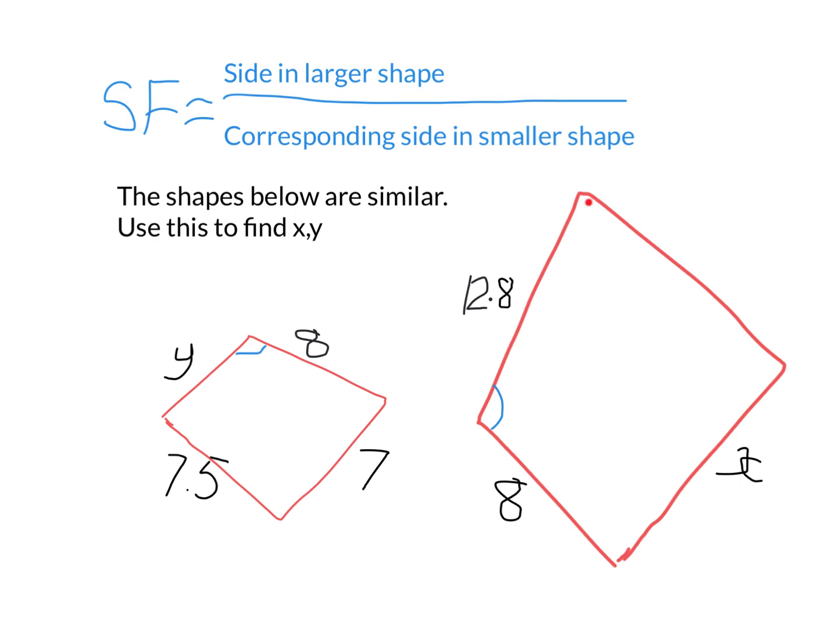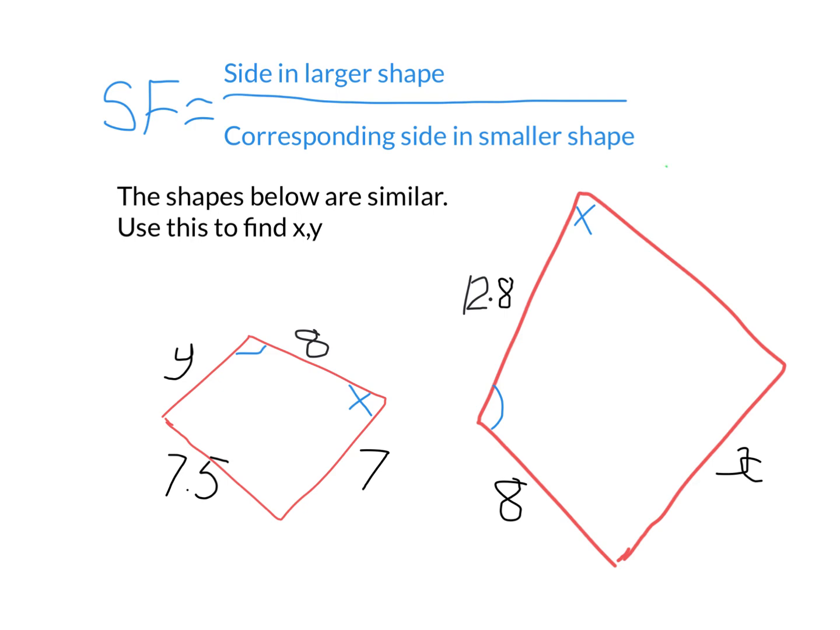Similarly, this angle here looks like the smallest angle in the larger shape. So it's going to correspond to the smallest angle in this shape here. So that helps us. Why does it help us? Well, see that 12.8 is touching these two angles. It corresponds with the side that's touching those two angles. So 12.8 and 8 are corresponding.